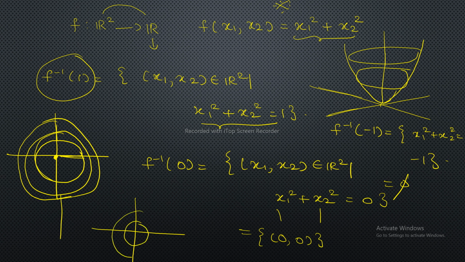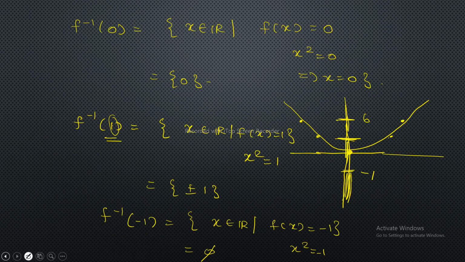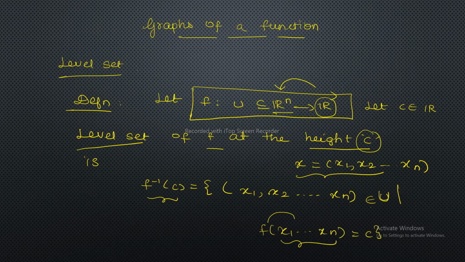Radius 1, radius root 2, radius root 3 and so on. This is how you map here. If you trace from here to here, you will get concentric circles like this, and if you sketch the graph you will get a paraboloid. So this is all about level sets. The application is that level sets are used to sketch the graph of a function. In the next video we'll see what the graph of a function is and look at some examples.